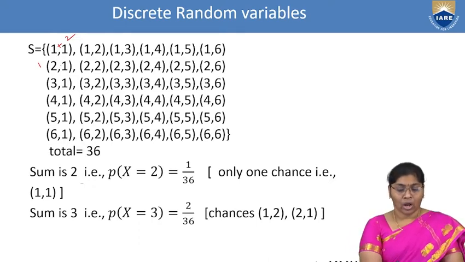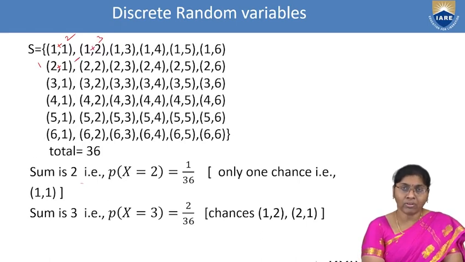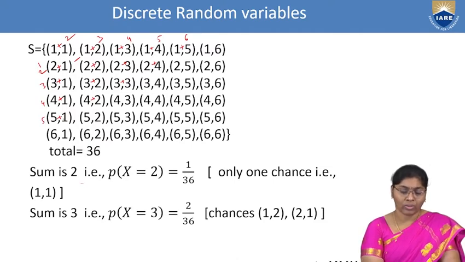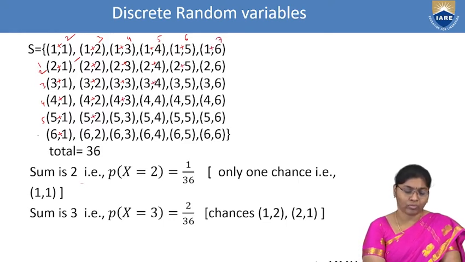Now the sum is 3. How many events are there? It is 2. The sum is 4. How many events are there? It is 3. The sum is 5. How many occurrences are there? Here it is 4. The sum is 6. How many occurrences? It is 5. Next, 7. Sum 7 means 6 events.